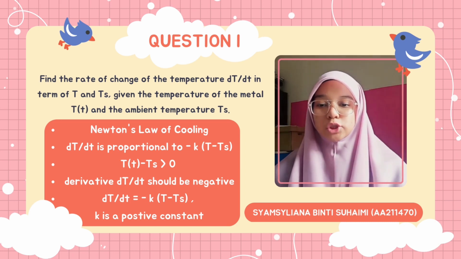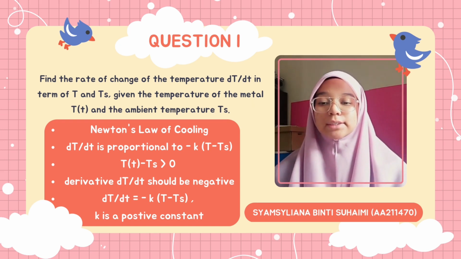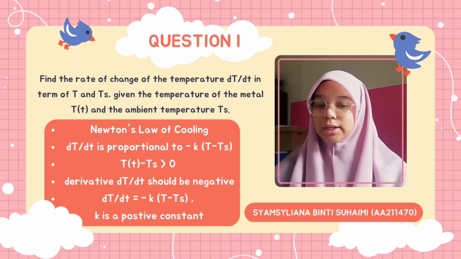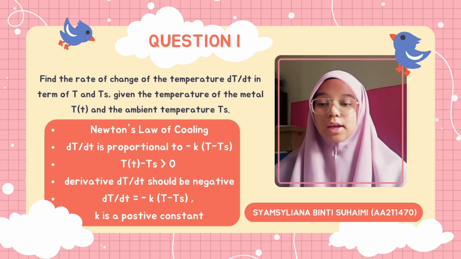So, if the soup is hotter than the water in the sink, T(t) - Ts should be bigger than 0. Then, the soup is cooling down, which means that the derivative dT/dt should be negative.